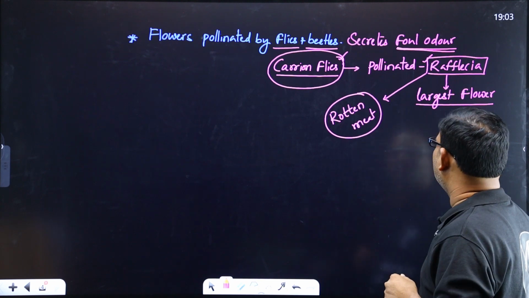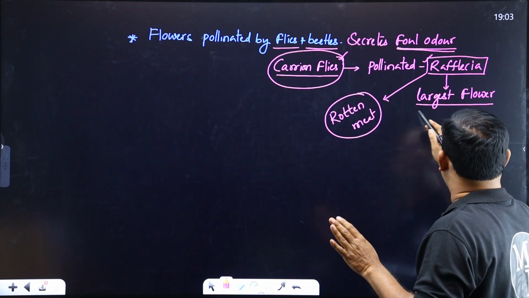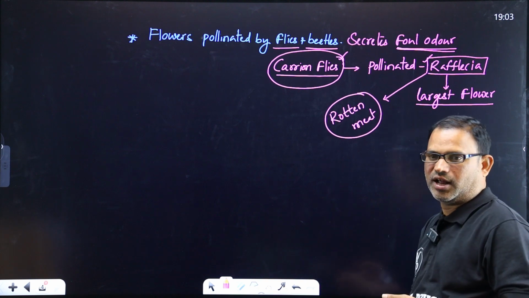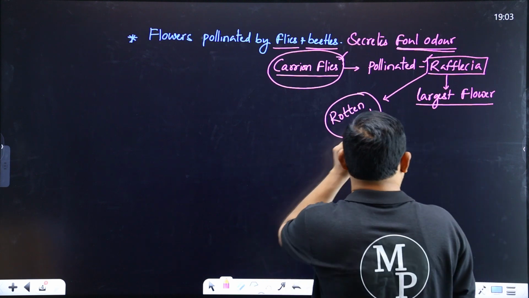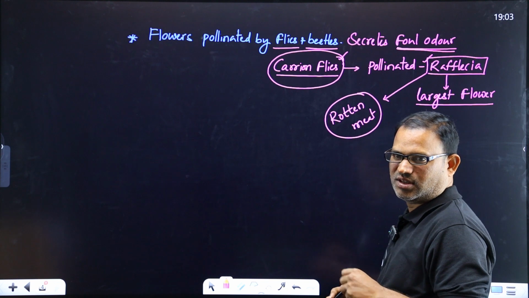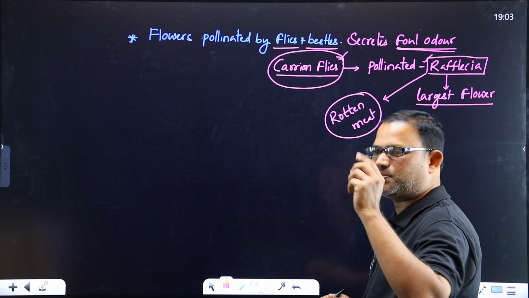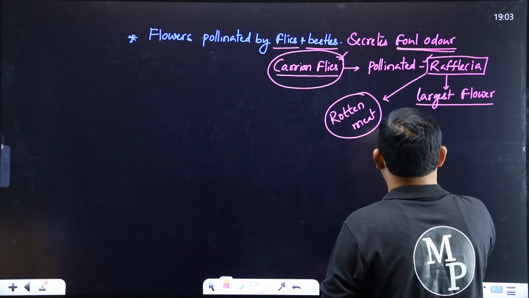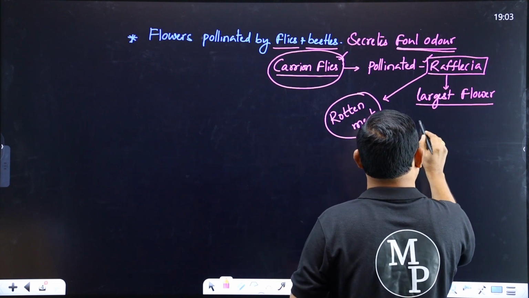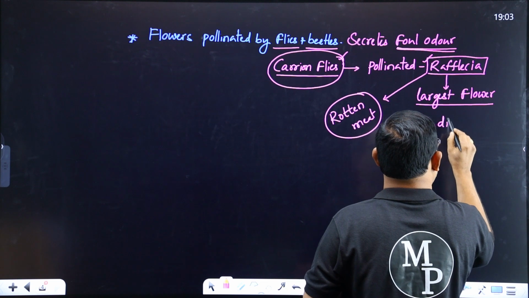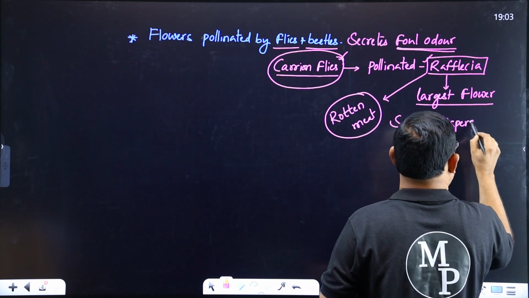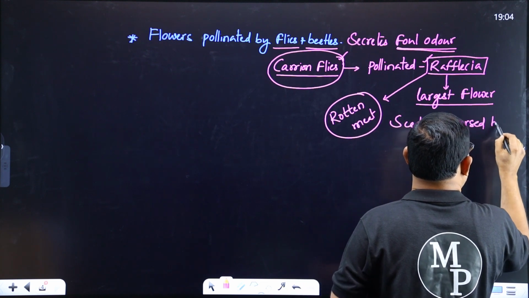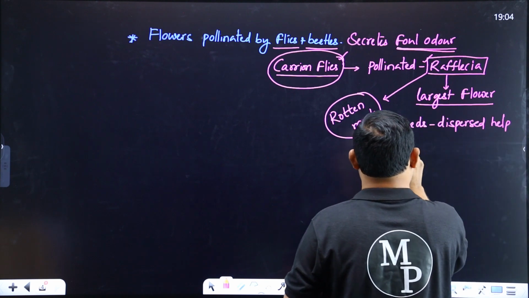That means Rafflesia contains the largest flower. Okay? So now the seeds are dispersed with the help of what? Elephant. Okay? Rafflesia seeds are dispersed with the help of what? With the help of elephant.